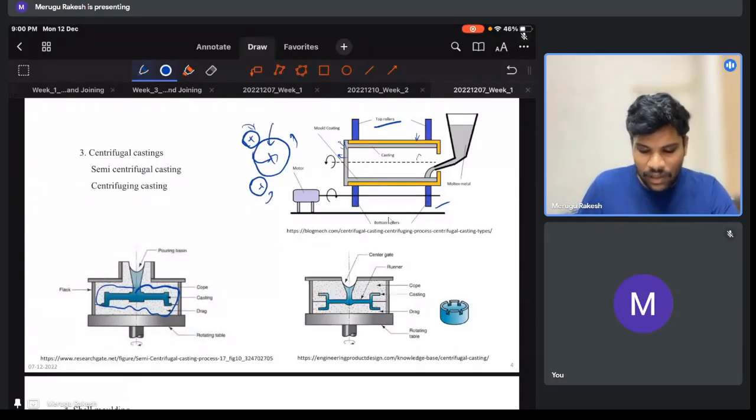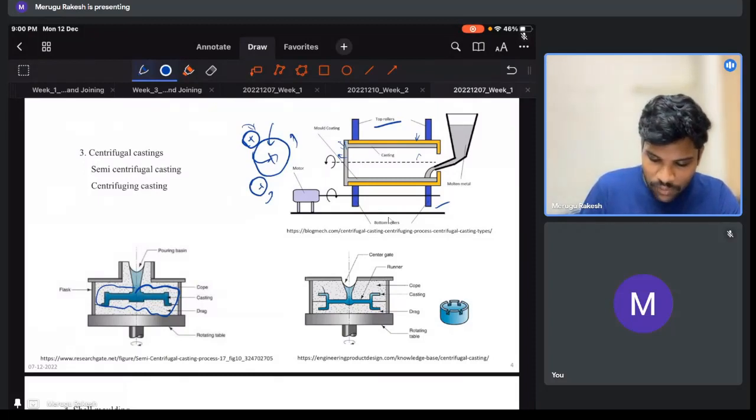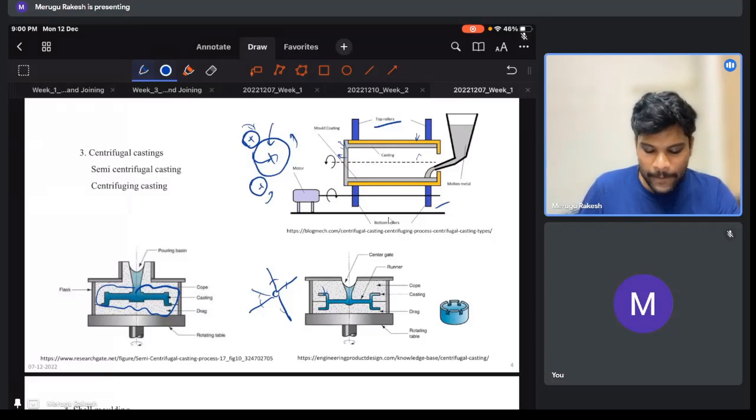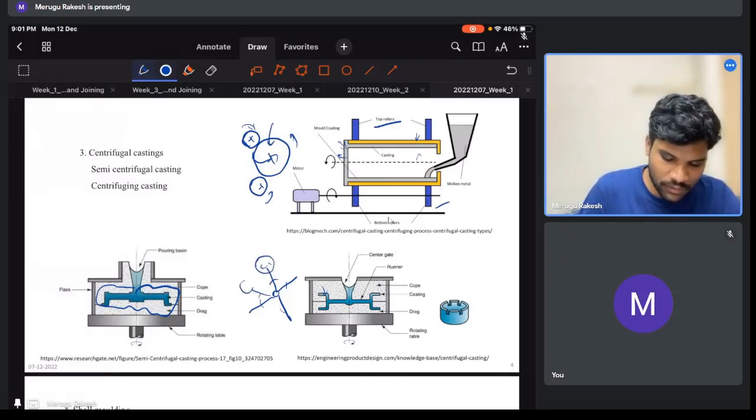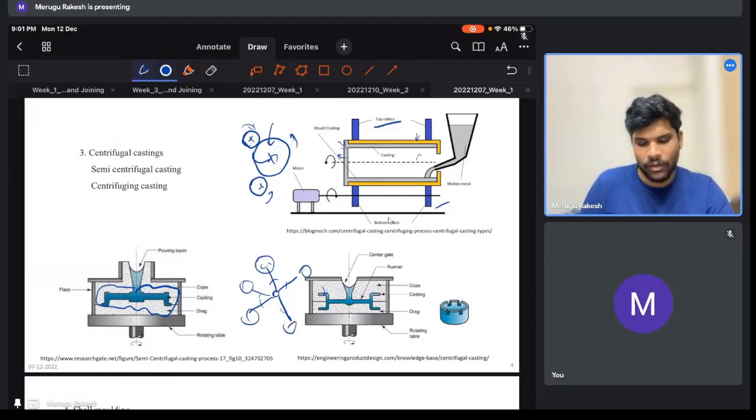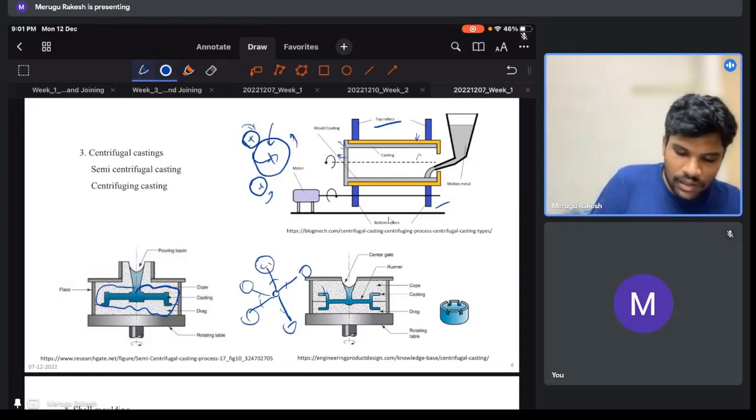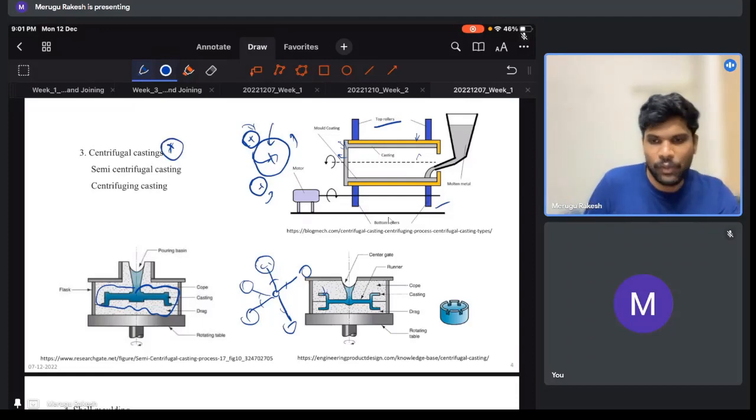But whereas in centrifuge casting, we can produce several casting products using this. Here you can see only two, but it can be any number. So we have a central sprue and gates providing the liquid metal into the cavities. Okay, this is the discussion about centrifugal casting. These are the different types, of which centrifugal casting is very important.